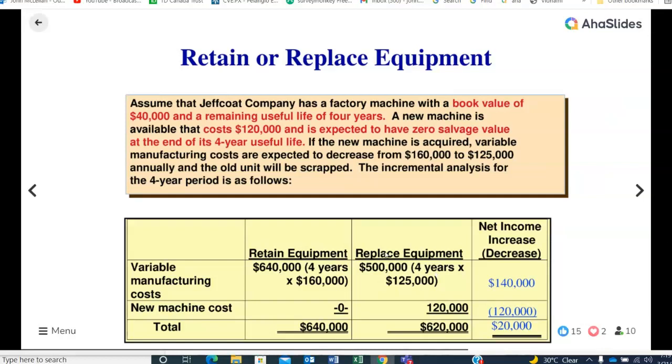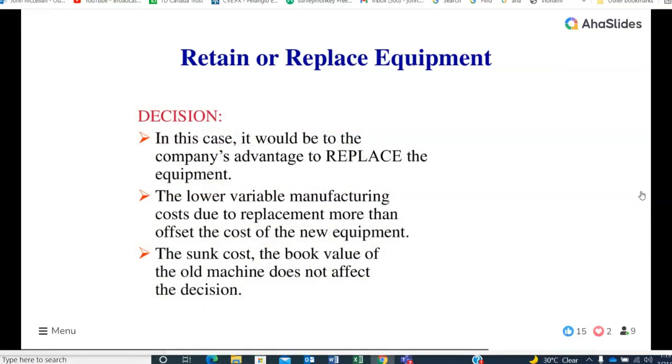Option A, option B. Option A is stay the way I am. Option B, replace the equipment. Any questions? Now, be sure you understand what sunk costs are. In this case, it would be the company's advantage to replace the equipment. The lower variable costs due to the replacement more than offset the cost of the new piece of equipment. The sunk cost is irrelevant. Book value does not affect the decision.